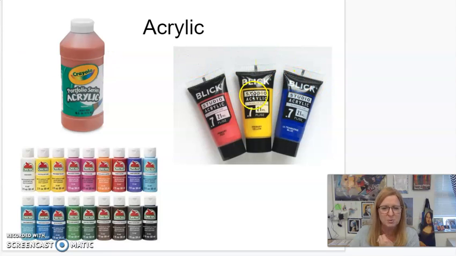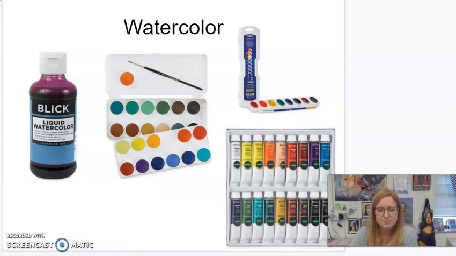And honestly, Blick brand, which I pay more for, tends to be thinner. You can get little bottles at Walmart or Hobby Lobby or Michaels or something like that. Those are acrylics. They come in Apple Barrel. I can't think of other brand names off the top of my head, but those are also acrylic paints.